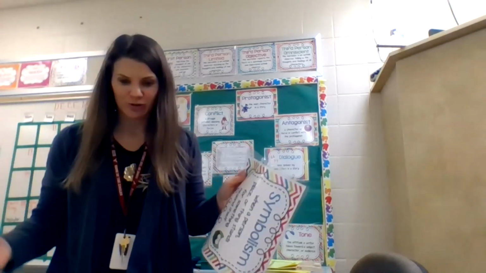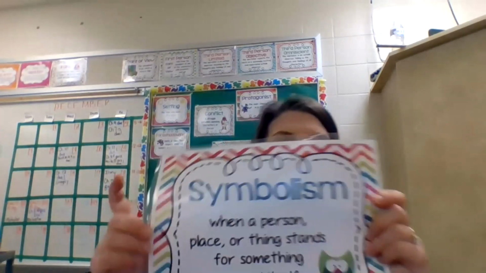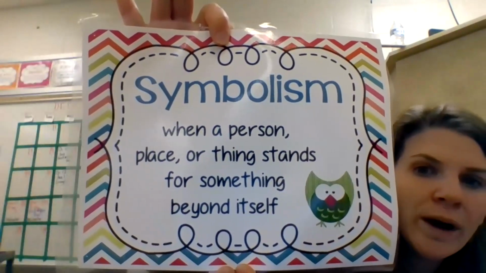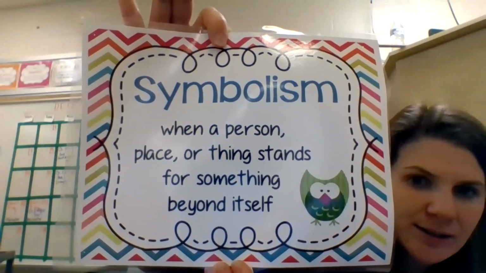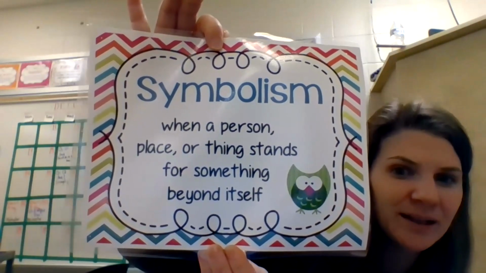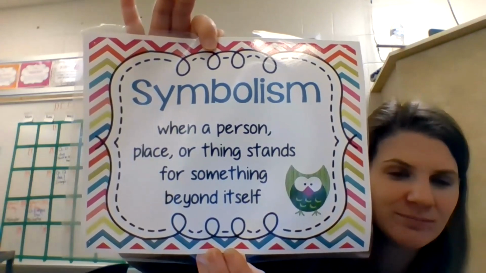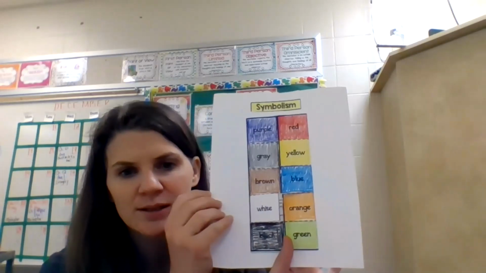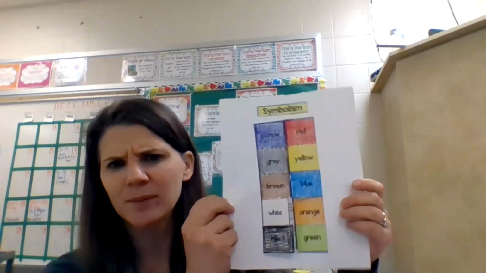Now, if you didn't write it in your notes, hopefully you've flipped back and found those notes. Here's our overall definition for symbolism: when a person, place, or thing, any noun, stands for something outside itself. So when something represents something else. So we have our colors. All colors, the one that comes up in my family quite a bit, we were just talking about the color purple.